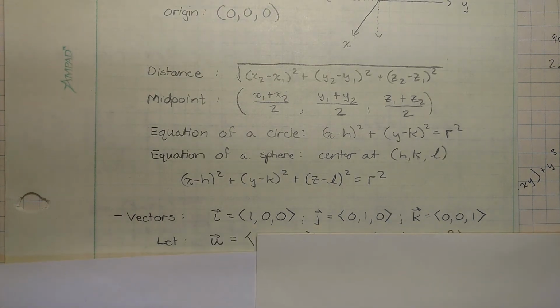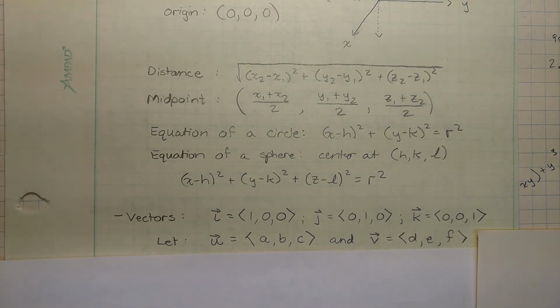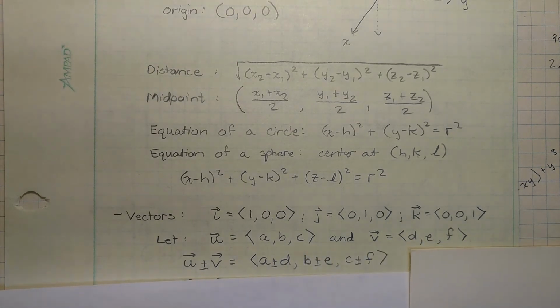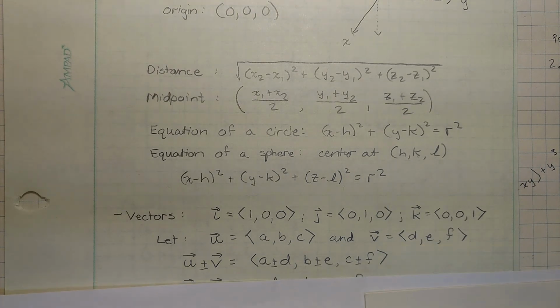It's really simple. We're going to let u be the vector a, b, c, and we're going to let vector v be the vector d, e, f. So once again, they're in 3 dimensions, so they have an x component, a y component, and a z component. And so when we do operations on these vectors, if we go u plus or minus v, we simply add or subtract the corresponding components. So we have a plus or minus d. So if this is plus, this is plus. If it happens to be minus, then it's a minus. And so we add the x components together for our x component, add the y components together for our y, and add the z components together for our z.